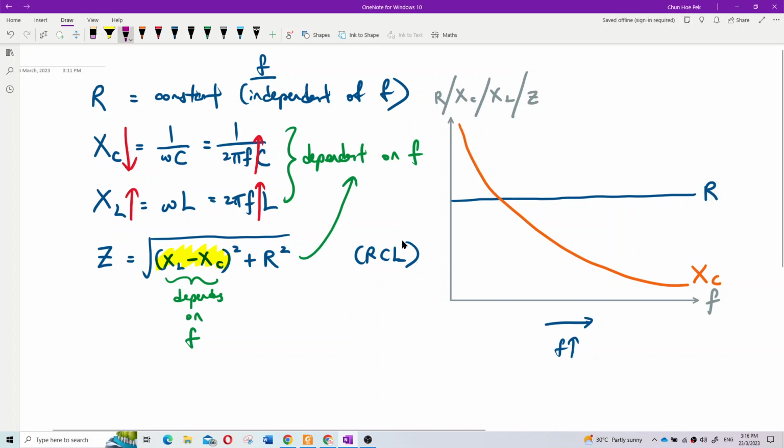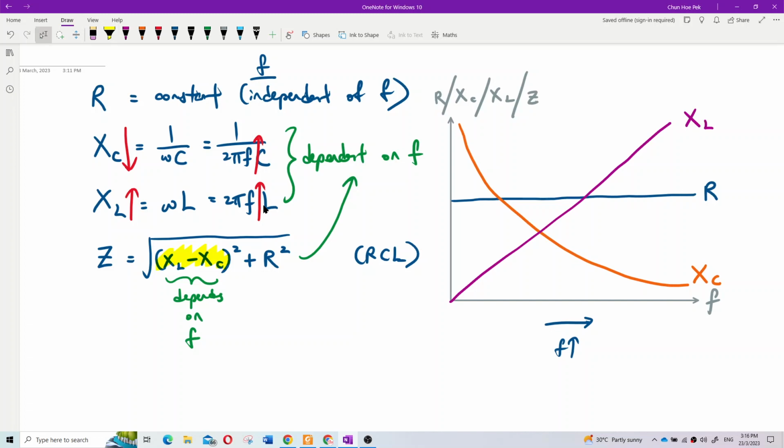What happened? They increase, isn't it? Directly proportional. If you can see, XL is directly proportional to frequency, so it is increasing. Okay, understand, class? Yes. Good.